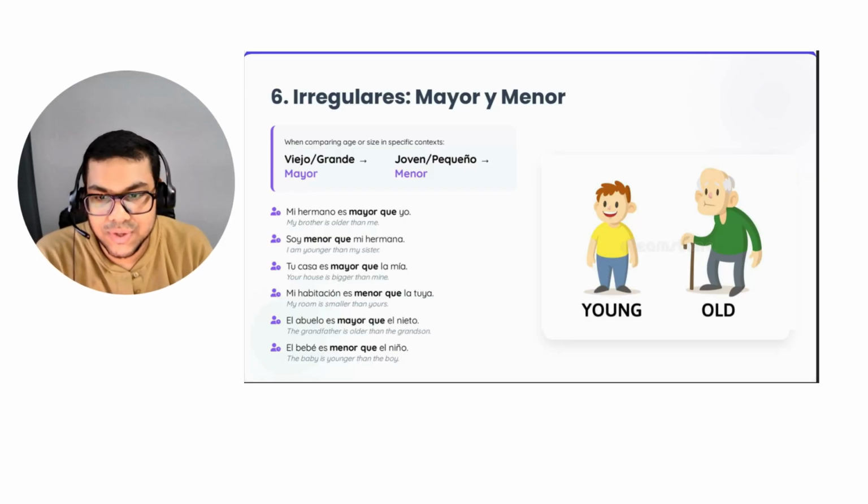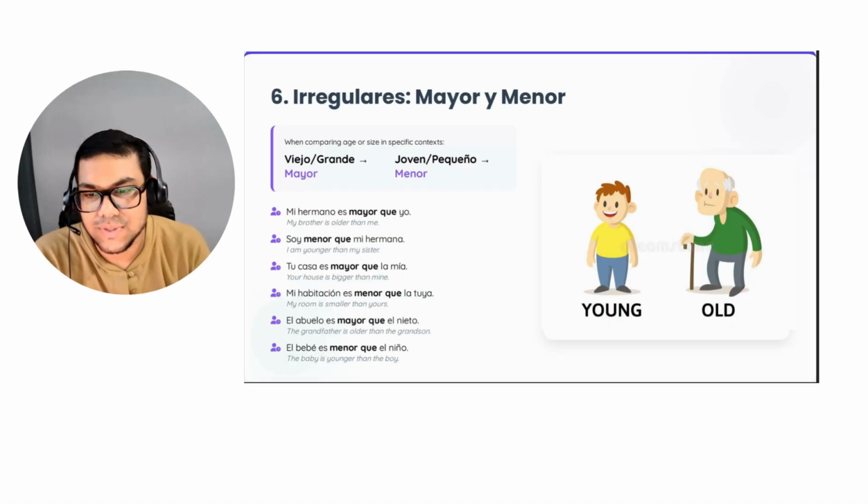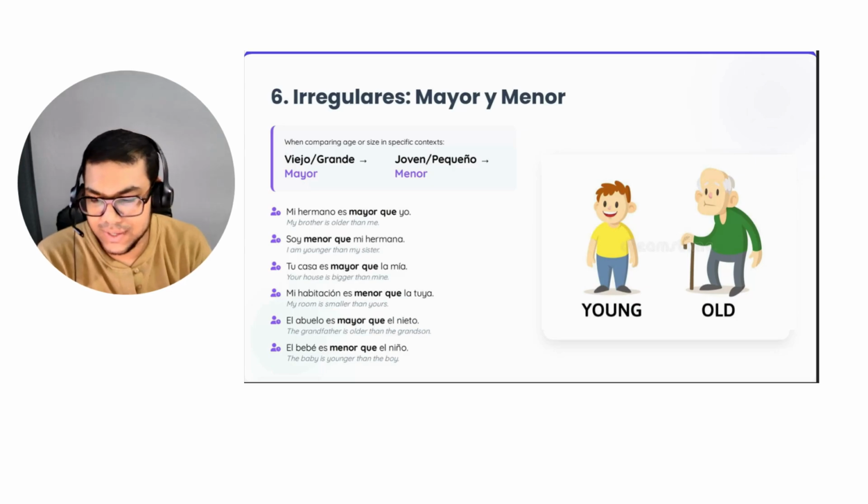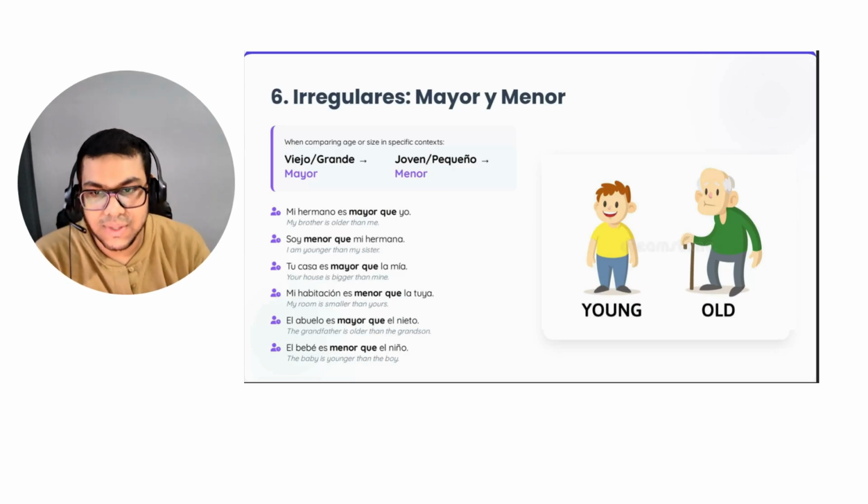Mi habitación es menor que la tuya. My room is smaller than yours. El abuelo es mayor que el nieto. The grandfather is older than the grandson. El bebé es menor que el niño. The baby is younger than the boy. So we have the irregulars here.